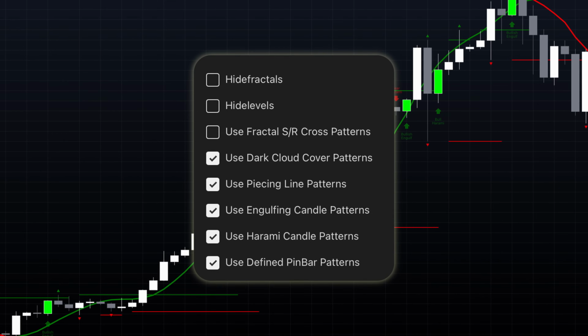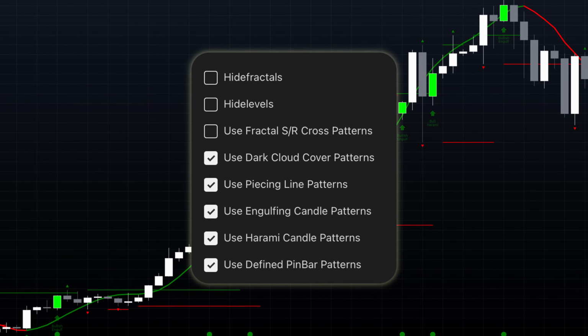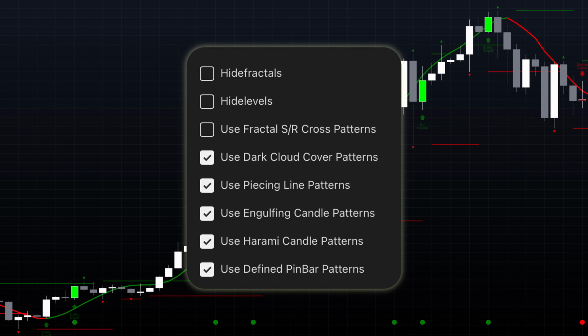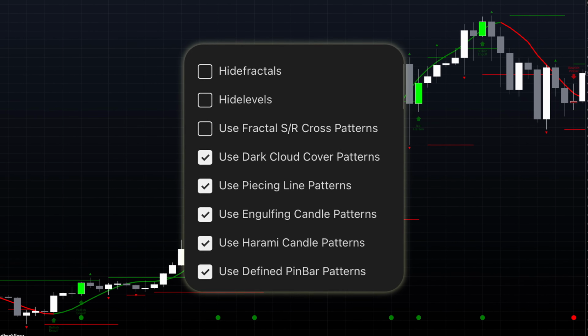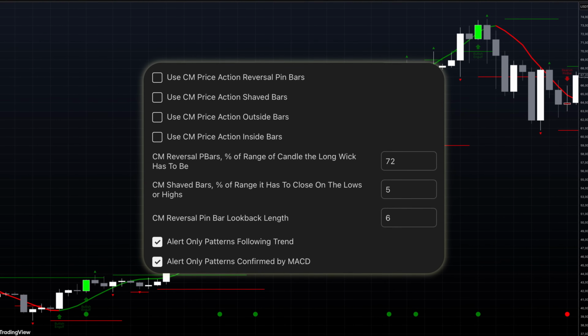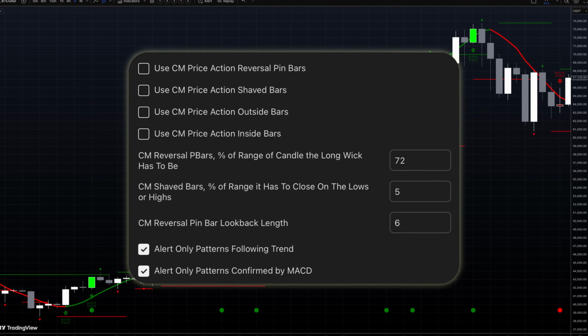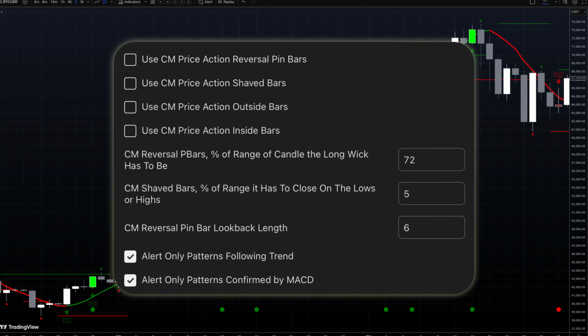These include bullish and bearish pin bars, dark cloud cover, piercing line, harami patterns, engulfing patterns, and fractal support resistance breaks. Additionally, it incorporates Chris Moody's price action bars, inside bars, outside bars, shaved bars, and reversal pin bars.